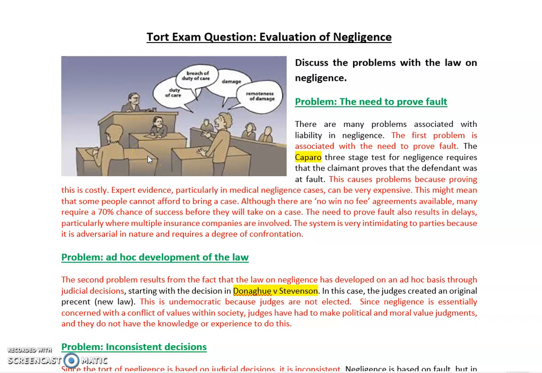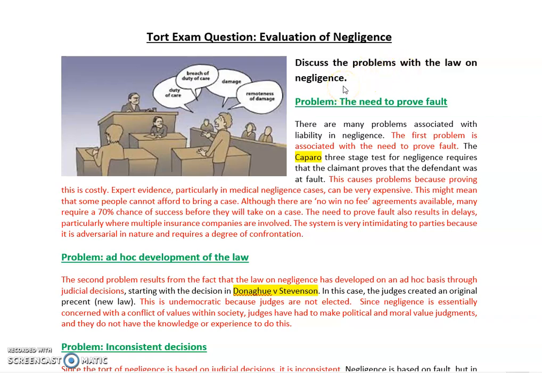Hello everyone, and welcome to this video tutorial in which we're going to be doing some A-level law revision, and we're going to be taking a look at a tort exam question that is asking you to evaluate the law on negligence. The question that we're going to look at a suggested answer for is this one here, where you're being asked to discuss the problems with the law on negligence.